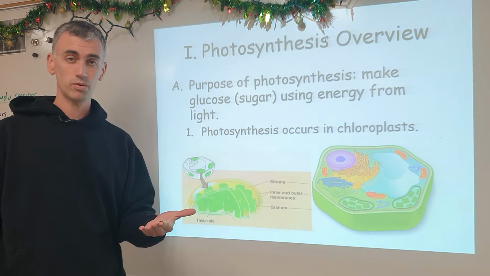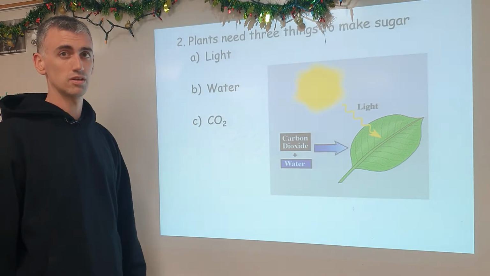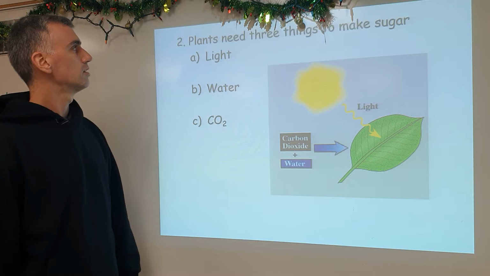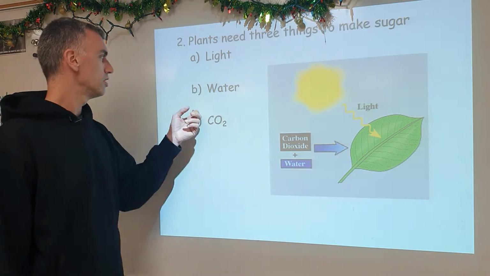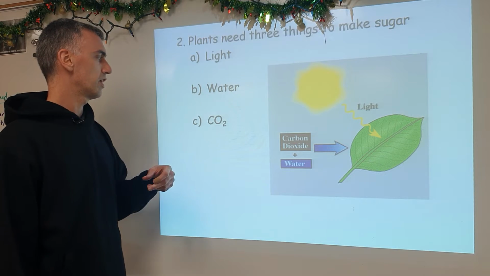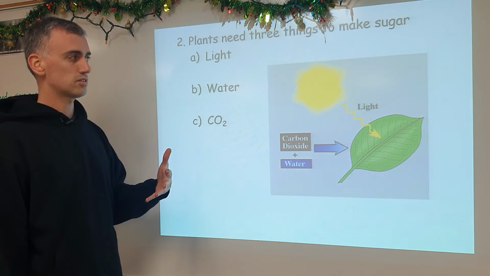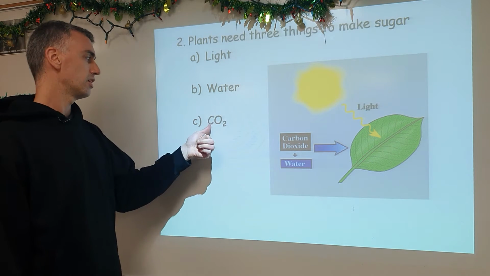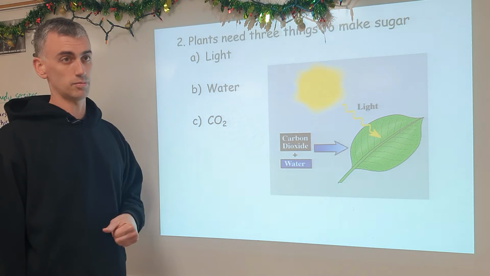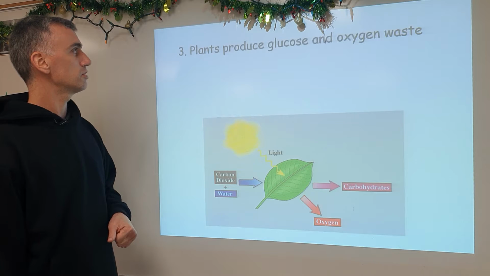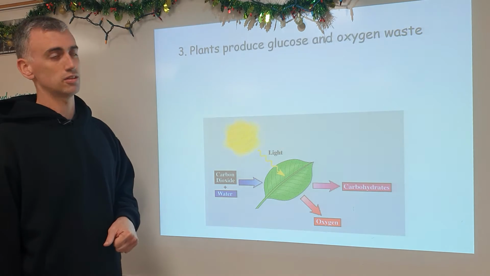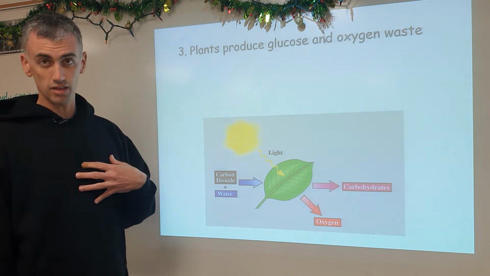We need to go through the process of how photosynthesis occurs. So let's begin. What do you need to make sugar? You need light, because that provides the energy. You need water, that provides the hydrogens and the oxygens that are part of the glucose formula. And you need CO2, that provides the carbons, as well as some other oxygens. So plants produce glucose and oxygen waste. For plants, oxygen is a waste.